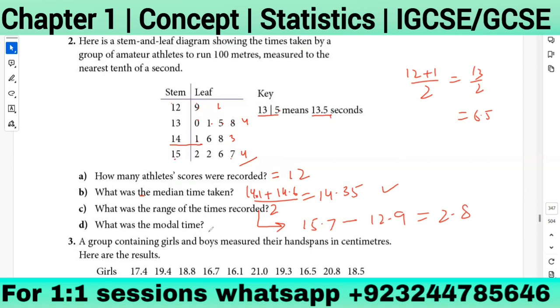What was the modal time? Modal time is the time that comes the most. What is coming most? 15.2 is coming 2 times and no other number is coming more than 2 times. So 15.2 is the modal time.